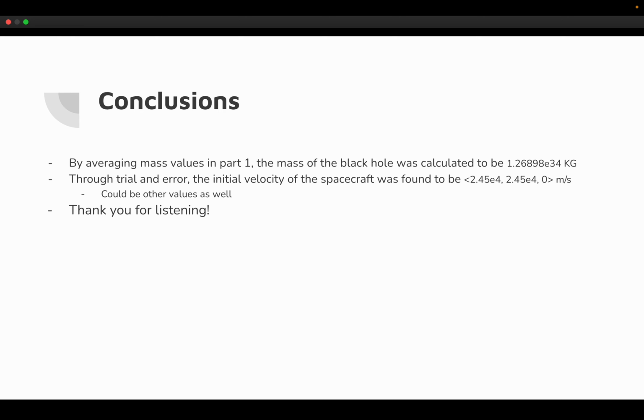Through trial and error in part 2, a possible initial velocity for the spacecraft is shown on the slide. Other values may work as well, but this guess leads to a correct result.